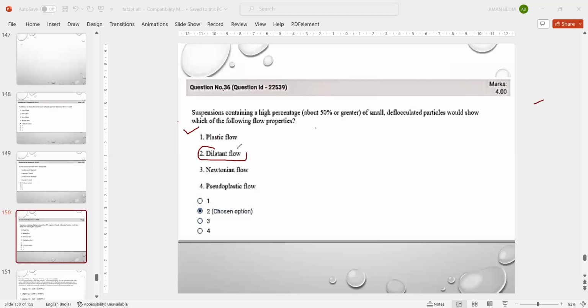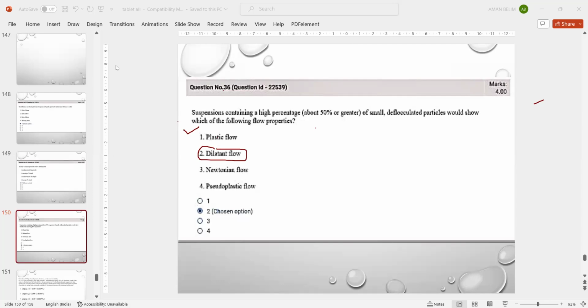Answer is dilatant flow. Okay. What will be the value of N in the dilatant flow? If you know that equation, what will be the value of N in case of dilatant flow, whether it will be less than 1 or greater than 1?